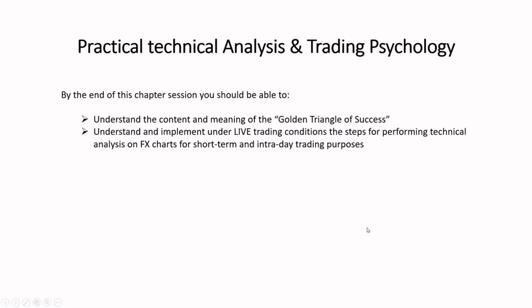By the end of this chapter, you should be able to understand the content and meaning of the golden triangle of success. For every trader to be successful, he needs to have three components in his mind, which he should follow at all times. So all successful traders have managed to correctly manipulate to their favor these three components, and this is exactly what we are going to do today.